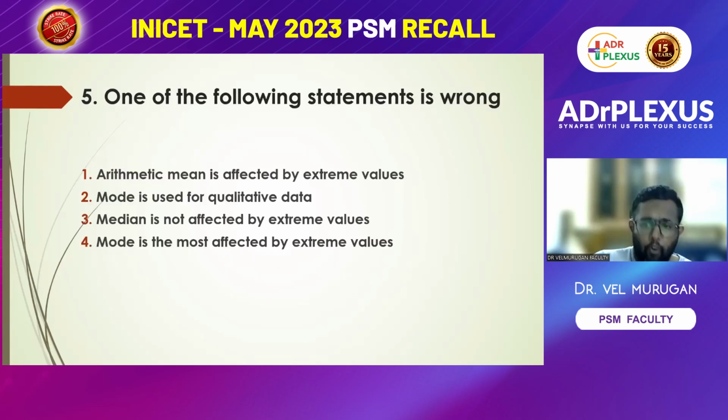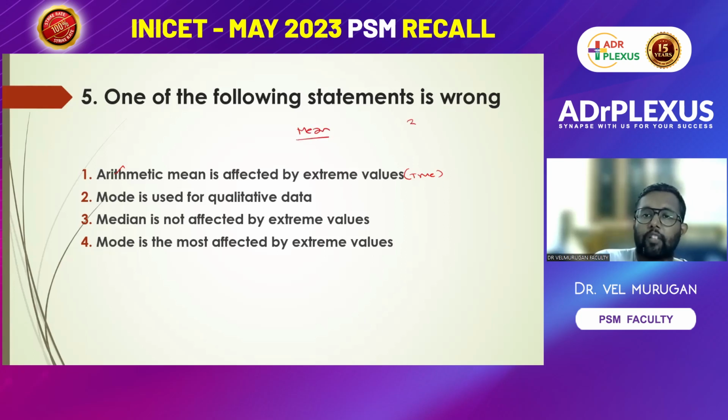Next, one of the following statements is wrong about the mean, median, mode. They are nothing but the measures of central tendency. The mean, median, and mode, these three are measures of central tendency. So, arithmetic mean is affected by extreme values. This statement is true because the mean can be affected by extreme values.